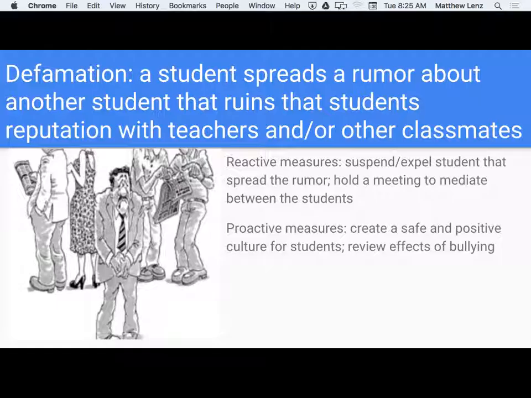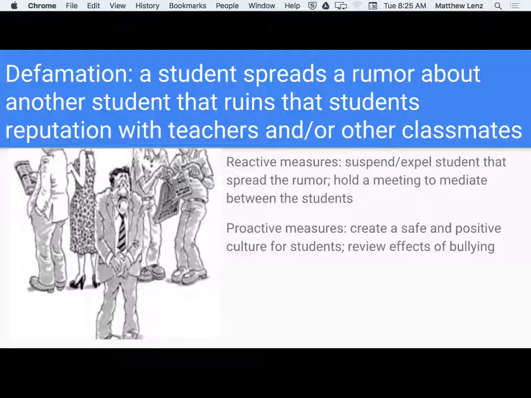Defamation. A student spreads a rumor about another student that ruins the student's reputation with teachers and/or classmates. Actually, I teach in Minnesota. In Minnesota, this happened from a student to a teacher's perspective on one of those sites where you can post anonymously. They said that they made out with their gym teacher, not in our district, but in a different district. It was a big story, and the kid got in trouble for spreading that rumor. The teacher didn't get fired, but she was put on administrative leave while they investigated, and ultimately, her reputation was questioned for a while.